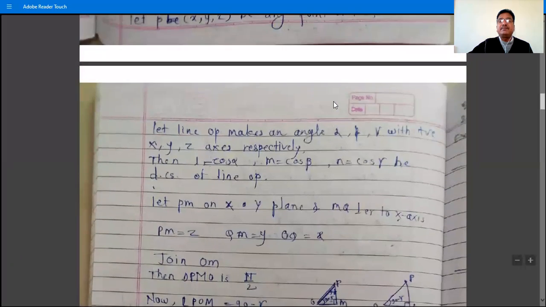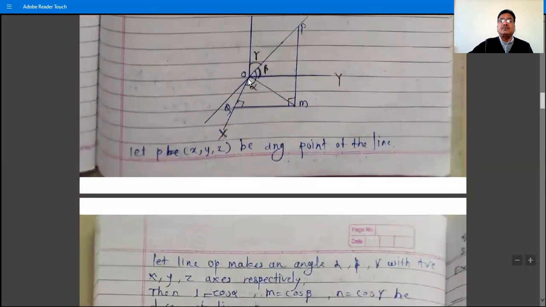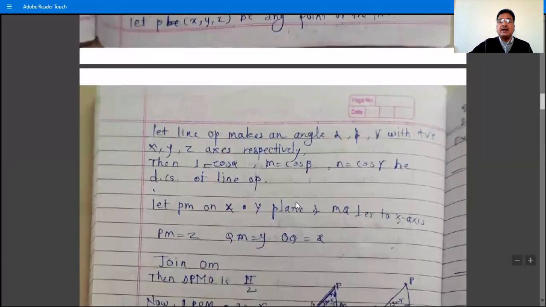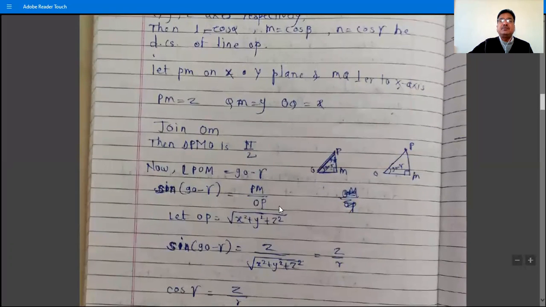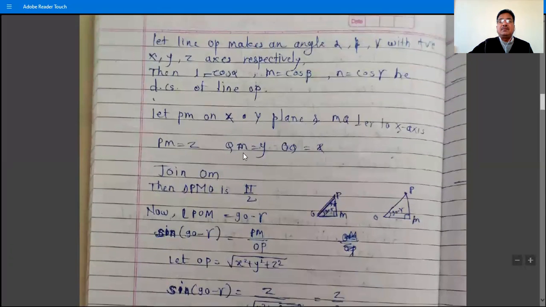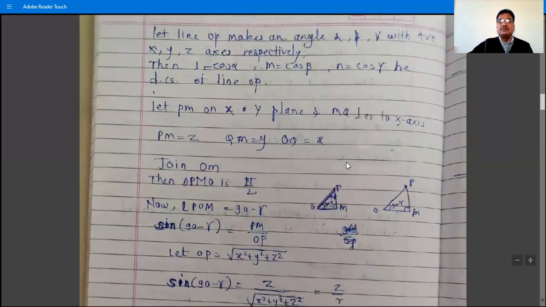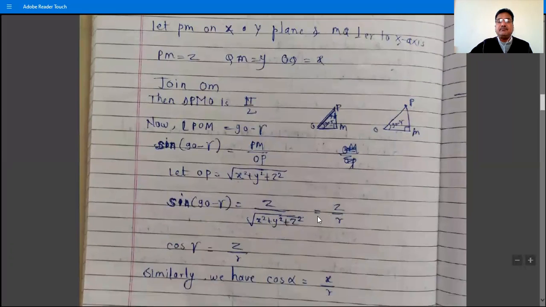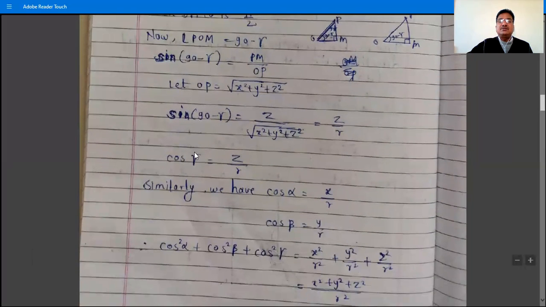What is r? r means the distance between O and P. OP is denoted by r. Suppose OP is r, write OP is r. Let OP be r. The distance between O and P is r. So z by r. And so sin 90 minus gamma is cos gamma. Cos gamma is z by r.